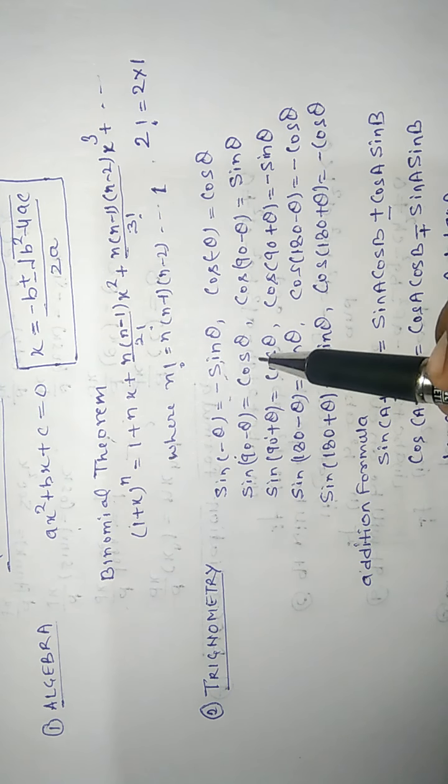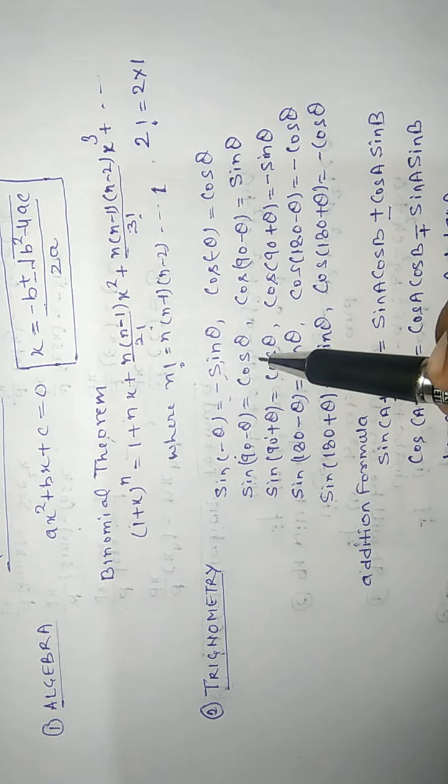Now next we have the addition formulas. Sin a plus b is equal to sin a cos b plus cos a sin b. Similarly, sin a minus b is equal to sin a cos b minus cos a sin b. And cos a plus b and cos a minus b will be equal to cos a cos b minus plus sin a sin b. Similarly, the formula for tan a plus minus b is equal to tan a plus minus tan b upon 1 minus plus tan a tan b.